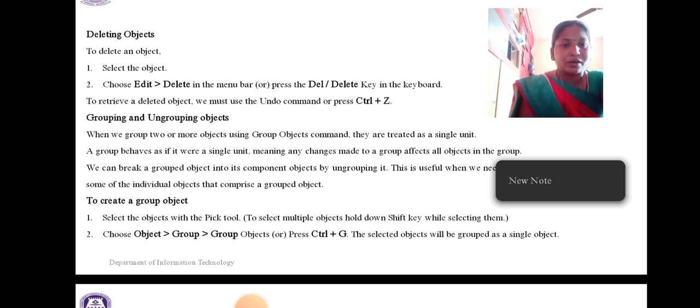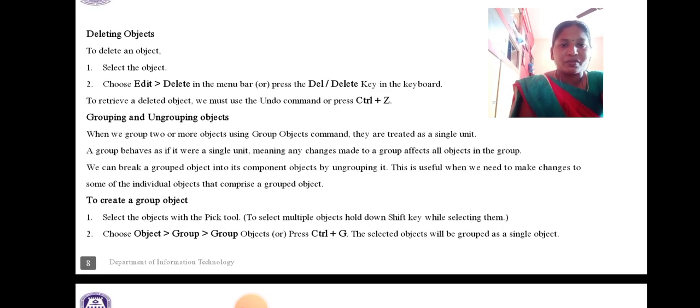Grouping and ungrouping objects. When we group two or more objects using the group objects command, they are treated as a single unit. A group behaves as a single unit, meaning any changes made to the group affect all objects in the group. We can break grouped objects into their component objects by ungrouping. This is useful when we need to make changes to some of the individual objects that comprise a grouped object.